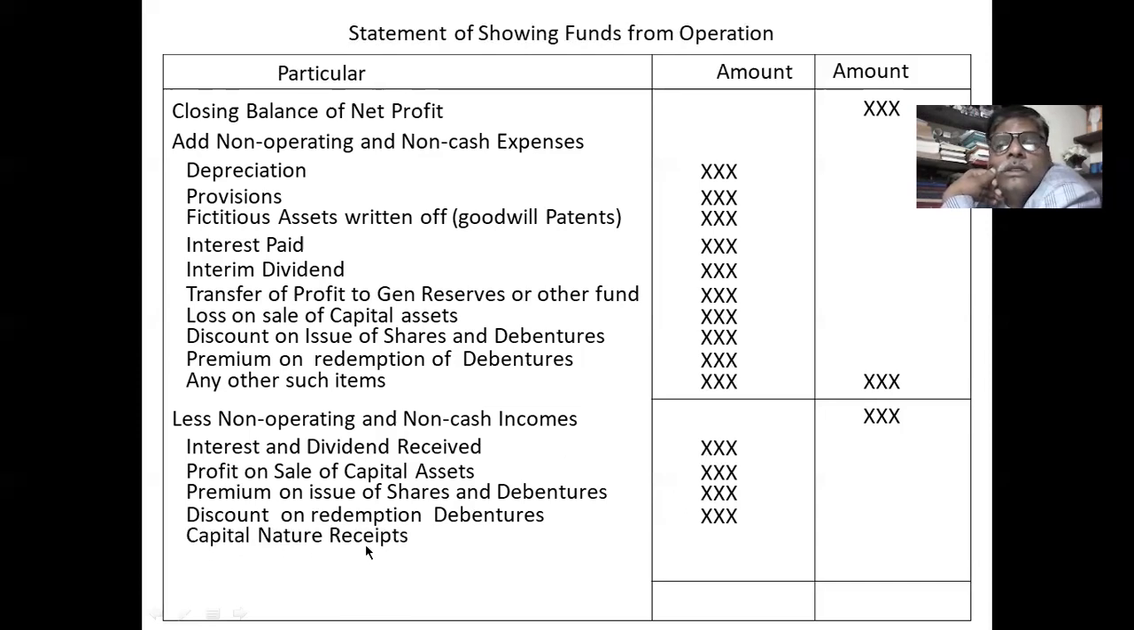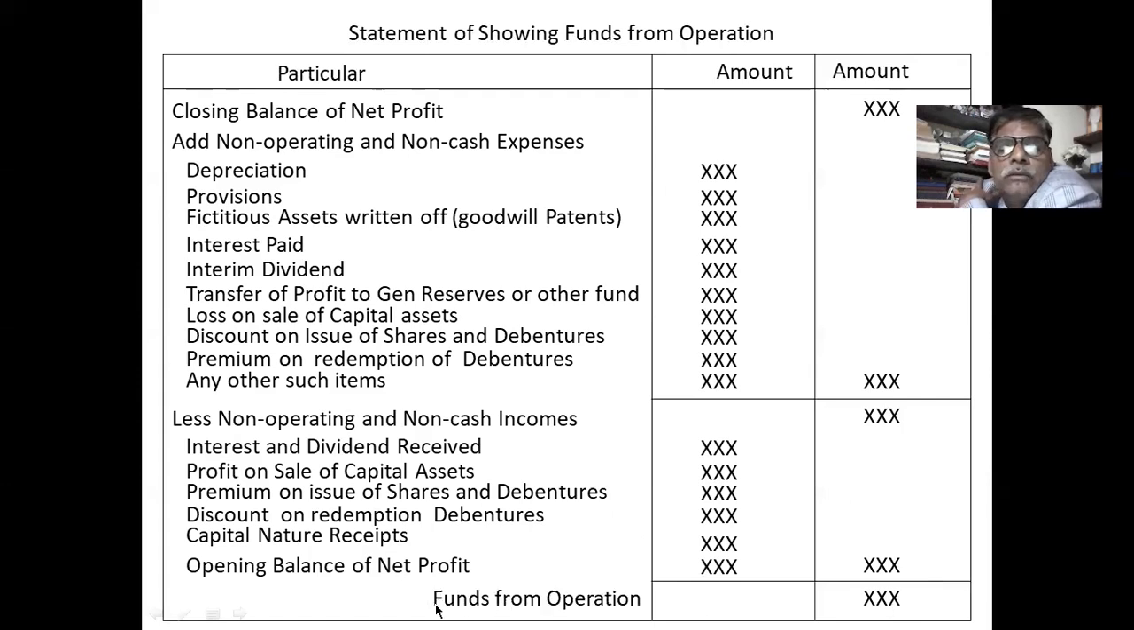And capital nature receipts. If there are any capital nature receipts that are not related to business, you take them. And the last item is opening balance of net profit. Opening balance of net profit means the closing balance of last year. Take the closing balance of last year and take the total to the outer column. In the outer column you deduct. Whatever comes, that is called funds from operation.